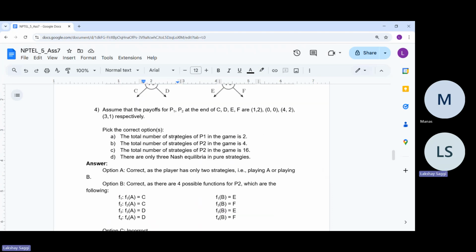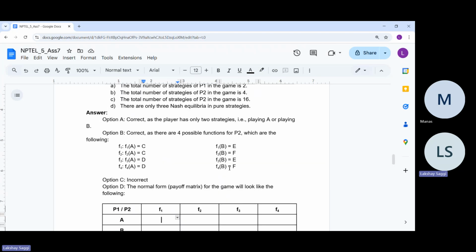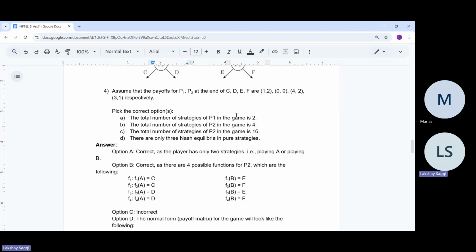Okay, the data is here and the payoff matrix is here. How to have everything on the same page?